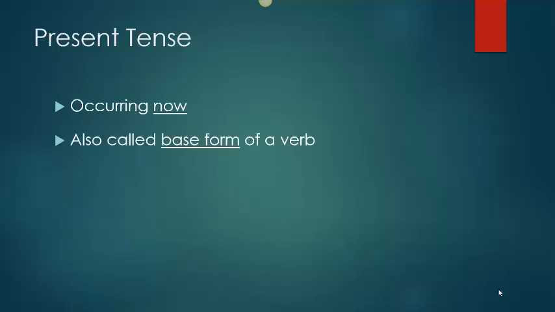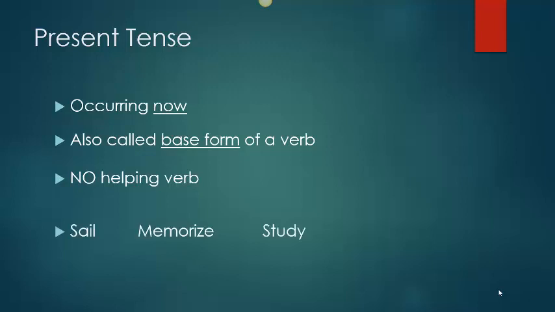Present tense means that it's happening now. It's also called the base form of a verb. No helping verbs for present tense. So some examples: sail, memorize, study. Those are verbs in present tense. I sail, I memorize, I study.